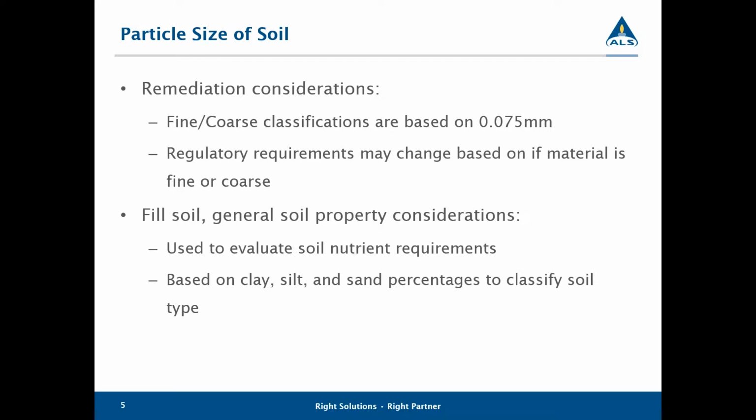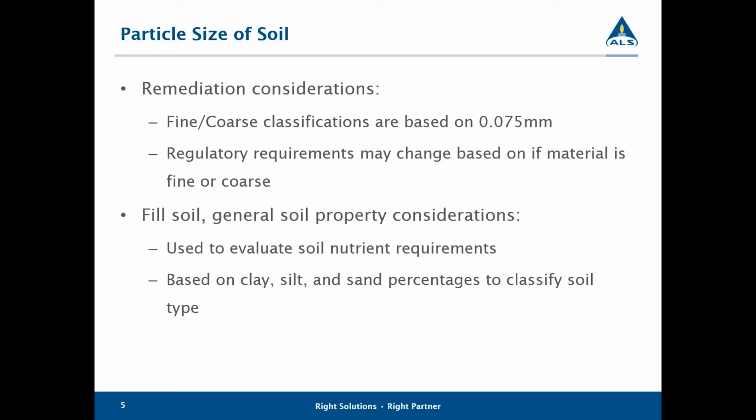So when considering remediation in Canada, we have the CCME guidelines, and they have a fine/coarse classification, which is based off of the 0.075 mm size, which means that we evaluate the soil to tell whether or not its median size is greater than 0.075 or less than that, which may actually change the classification and the guidelines that need to be used. So if your soil is coarse because it's greater than 50%, greater than 75 micron, then you have different guidelines that you have to meet for that soil.